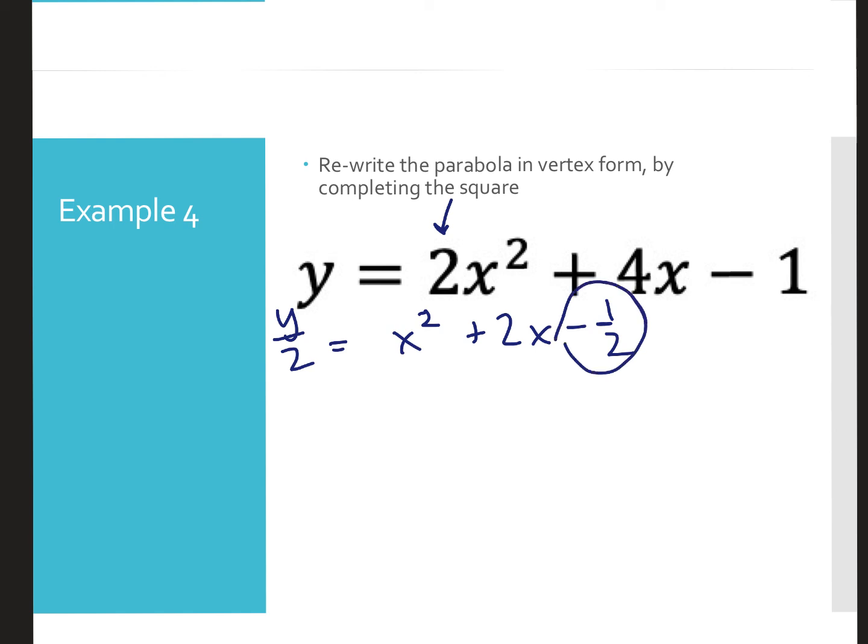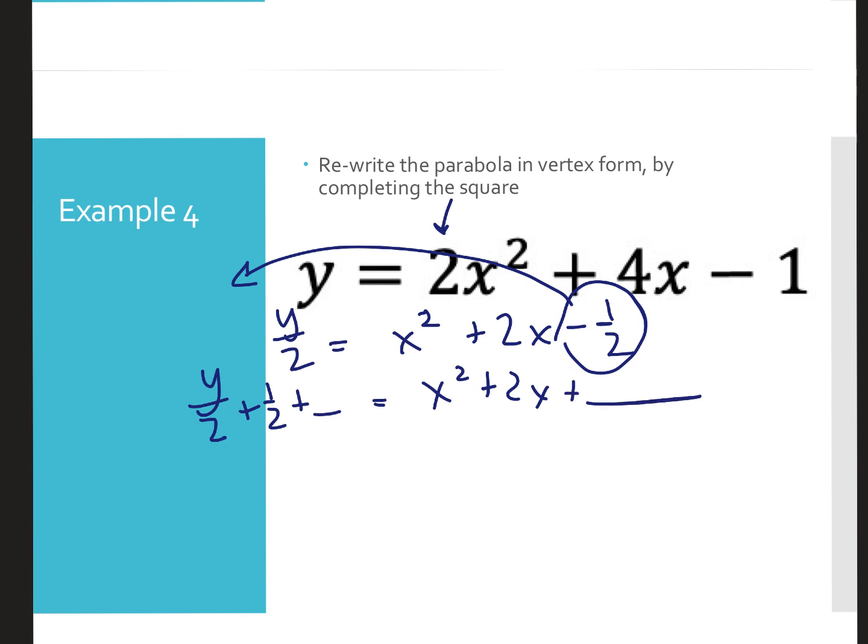I'm going to move the constant over here to this side. So I have y over 2 plus 1/2 plus a blank equal to x squared plus 2x plus a blank. Half of this term right here is 1, squared is 1. Then you combine the like terms over here on the left, and on the right you factor.